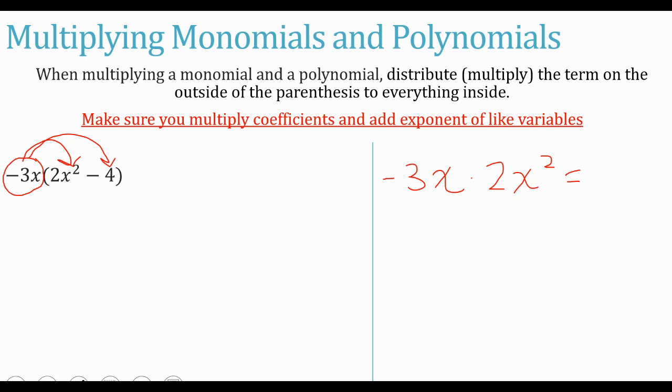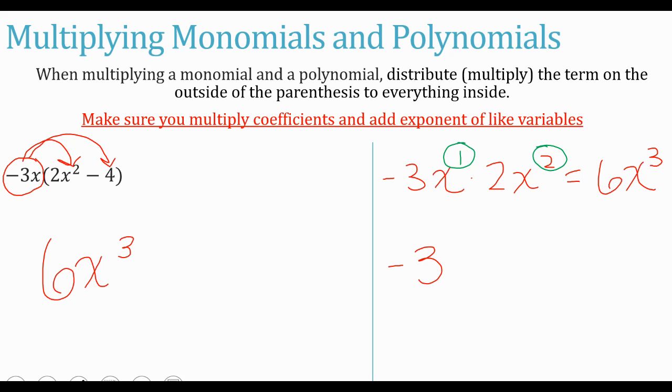We're going to multiply our coefficients, so we're multiplying those numbers in front. So negative 3 times 2 gives us 6. And we have to add the exponents of our like variables. So here we have an x by itself, which means that there's an exponent of 1. So we're going to add these exponents together. 1 plus 2 gives us 3, so that gives us 6x to the 3rd power. So that's going to be my first term and my final answer. Now I'm going to multiply this negative 3x times, now we're going to treat that minus 4 like a negative 4.